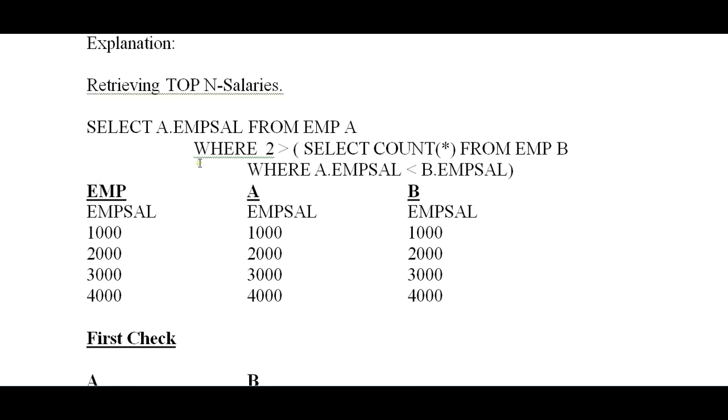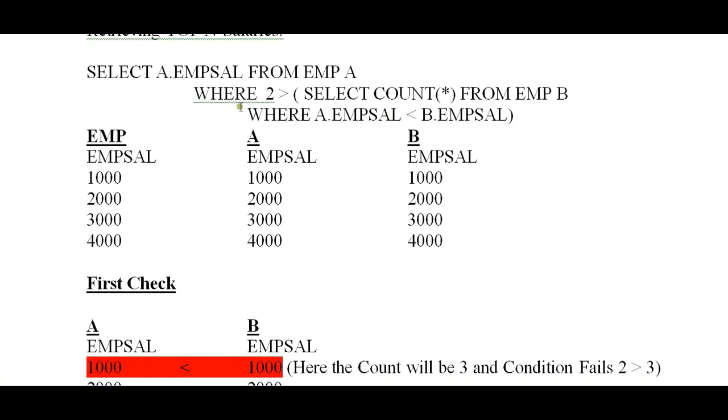Select A.emp_salary from emp A. So this was our command. Emp is the original base table, and A and B are the alias tables. In emp, I have only one field, that is emp salary, and it has 4 records. From these 4 records we need to retrieve the second max salary. So now the aliases are created.